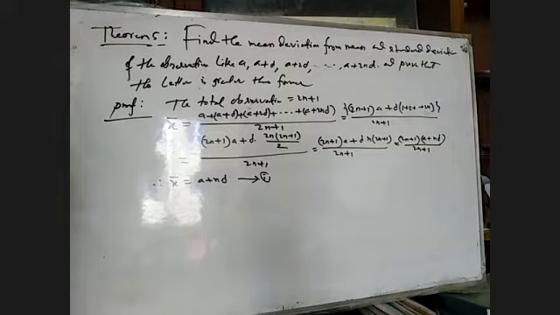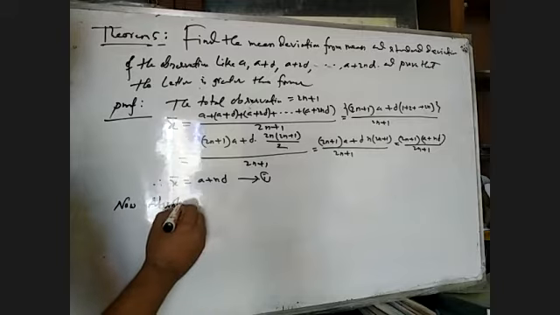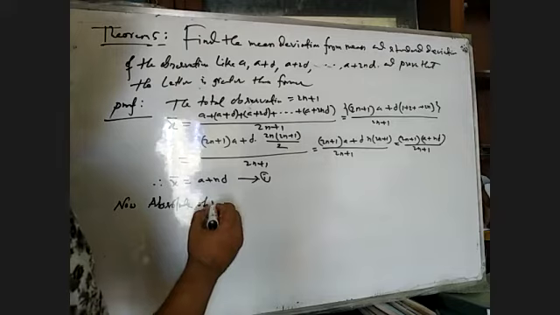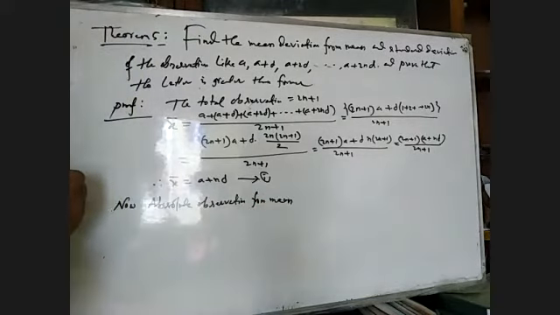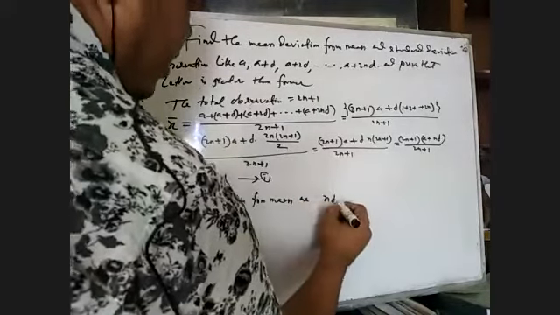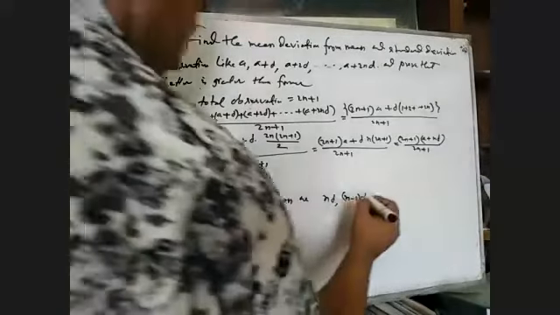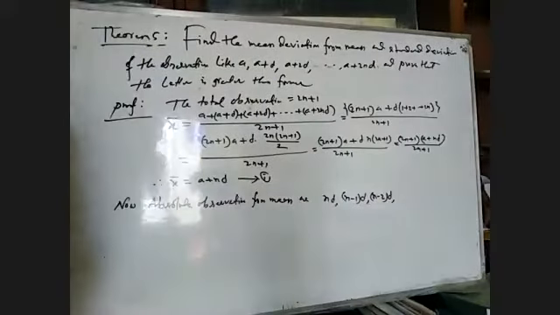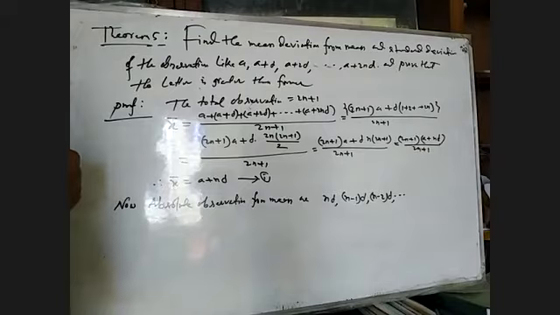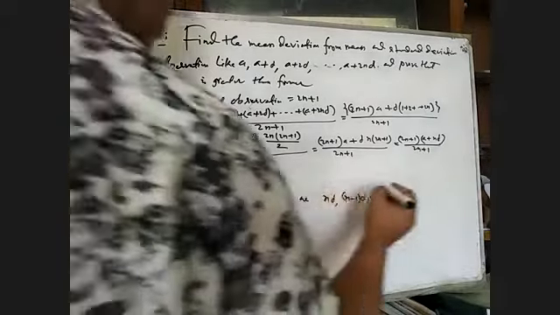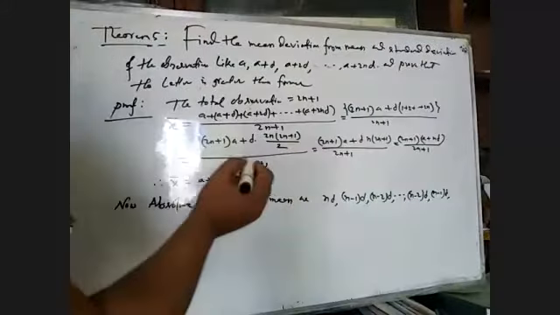Now the absolute deviations of the observations from the mean are nd, and (n minus 1)d, and (n minus 2)d, dot dot, and in this way (n minus 2)d, (n minus 1)d, and nd.